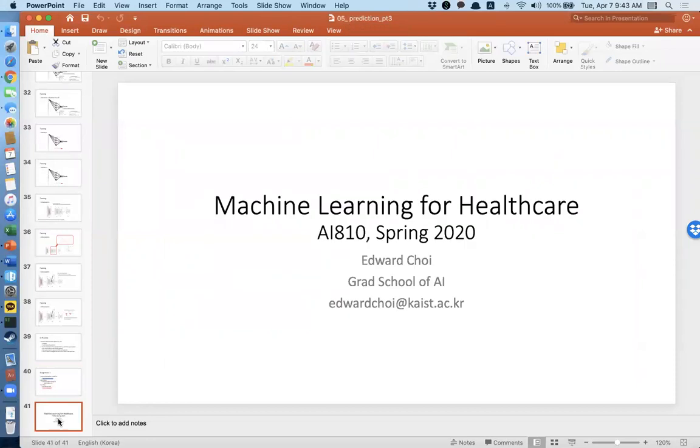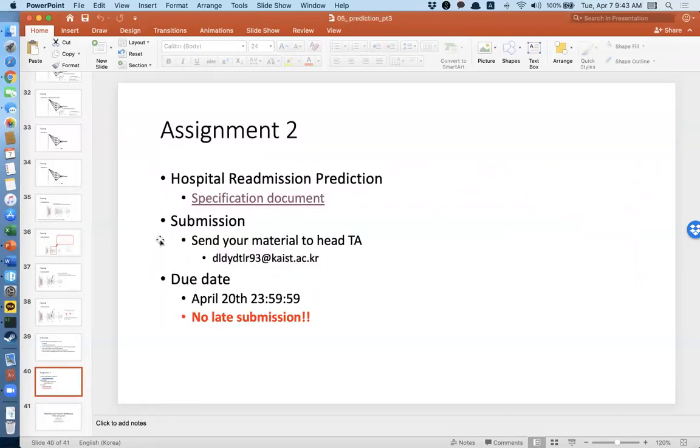All right, so this is the end of this chapter, number 5. So we're going to jump into a more advanced neural network, which is recurrent neural network today.